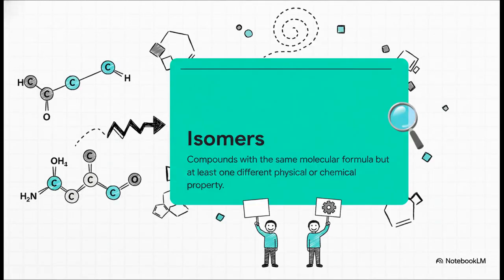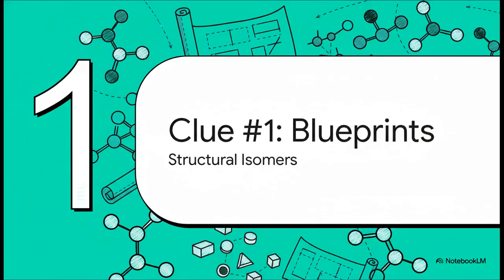And the solution to our mystery has a name: isomers. You can think of isomers as the chemical world's doppelgangers. They have the same molecular formula, the same exact parts list, but the atoms are just put together in a different way. And that different arrangement, well, that's the key. It changes absolutely everything.